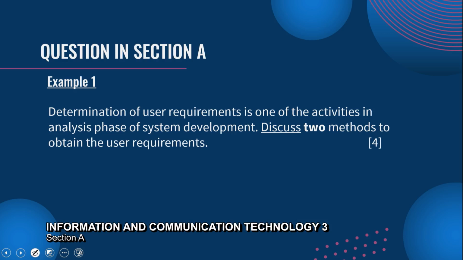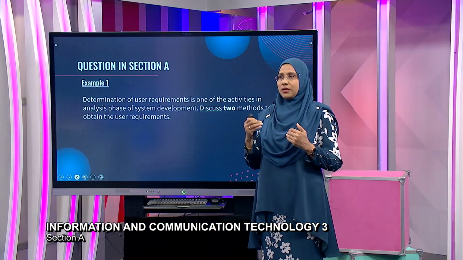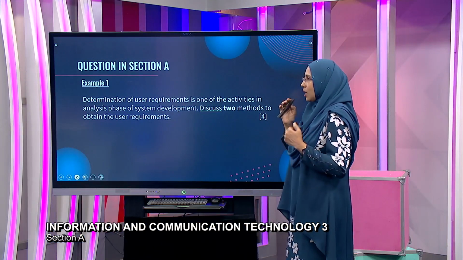So the question is asking for discuss. The verb here is discuss, so a longer answer is needed. And then how many points to discuss? 2 methods, and the marks given are 4. So we can assume 1 point, 2 marks. So you have to discuss 2 points. All right, so how to write?